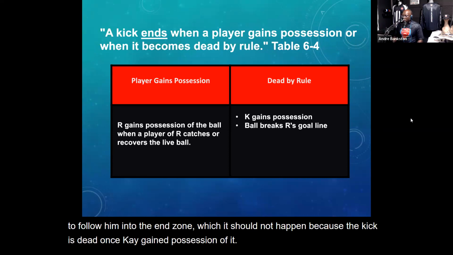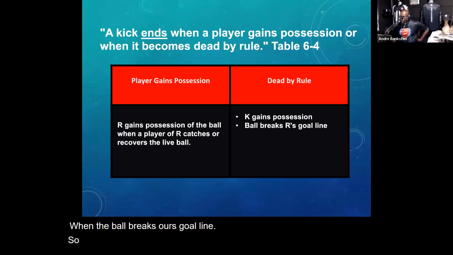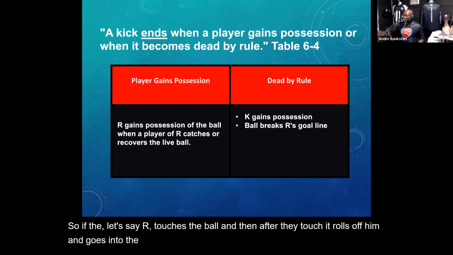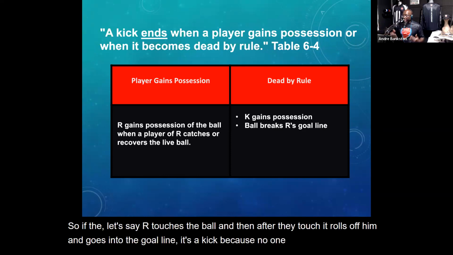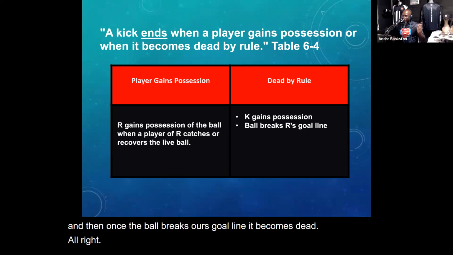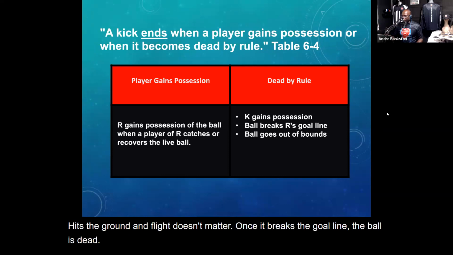When the ball breaks R's goal line. So let's say R touches the ball, and then after they touch it, it rolls off him and goes into the goal line. Well, it's a kick because no one possessed the ball. And then once the ball breaks R's goal line, it becomes dead. All right, hits the ground or in flight, doesn't matter. Once it breaks the goal line, the ball is dead. The ball goes out of bounds, obviously.